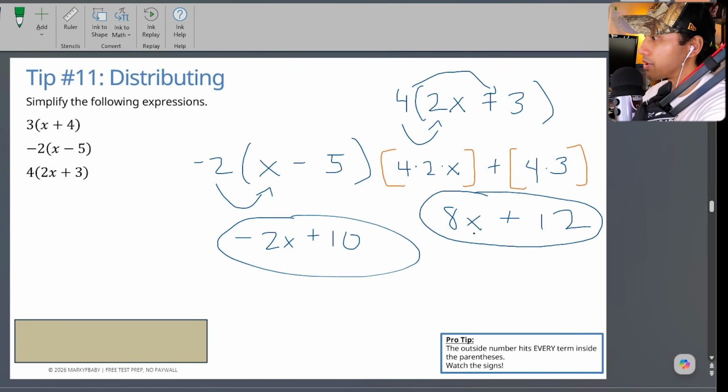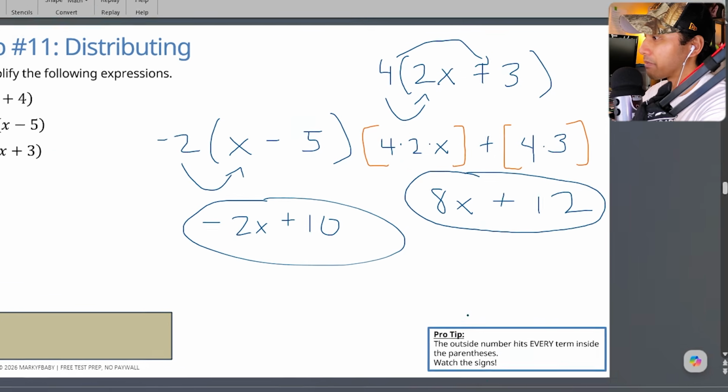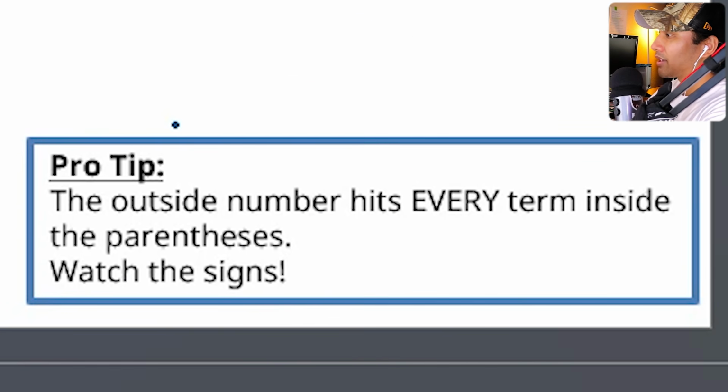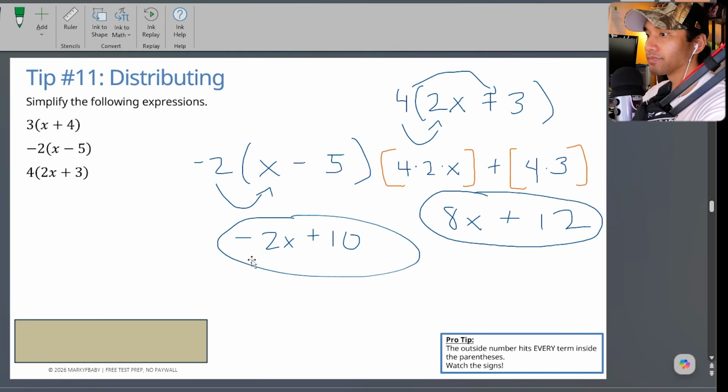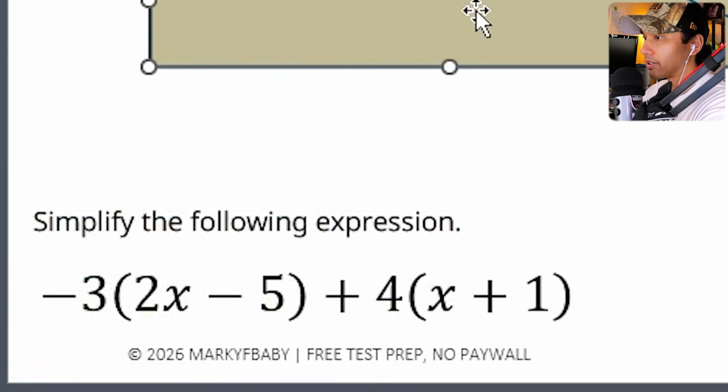Now you know how to distribute, okay? Pro tip, the outside number hits every term inside the parentheses, and make sure you watch those signs. Those will trip you up. Okay, here is the challenge question. Simplify the following expression. Right there. Put it in the comments below. Make sure you're numbering them, okay?